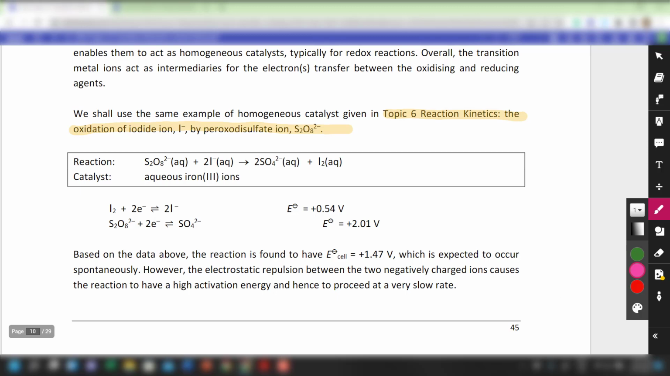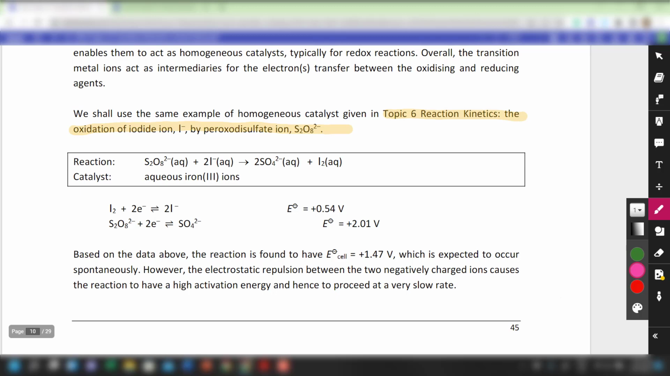If you start with iron 3, then the iron 3 will react with iodide first to generate iron 2, where iron 2 will be oxidized by peroxodisulfate. Okay, if you start off with iron 2, then peroxodisulfate will oxidize iron 2 to iron 3 first. So as I said, it doesn't matter which one you start off with.